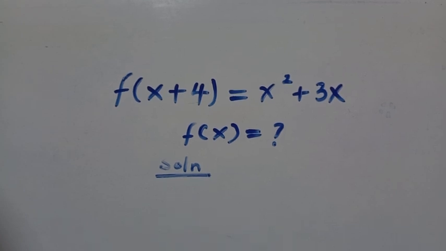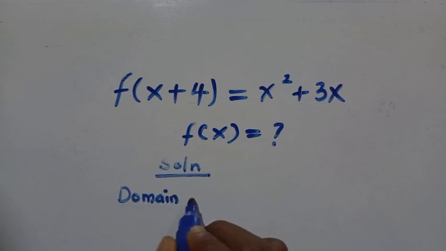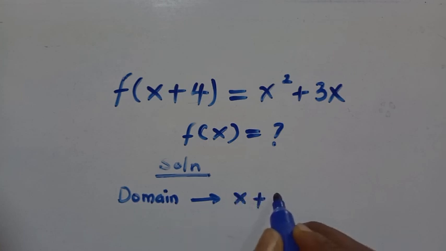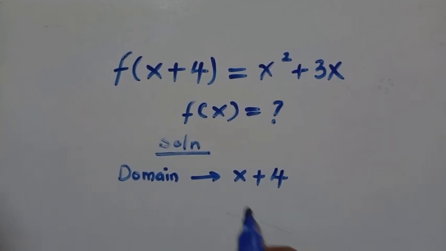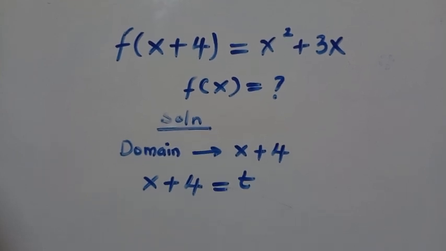So what we are going to be applying here is the substitution method, as we have a domain here. Our domain here is given as x plus 4. Suppose we let this domain, which is x plus 4, equal another letter, suppose I choose letter t. So when I make x the subject of the relation, we have x equals t minus 4.